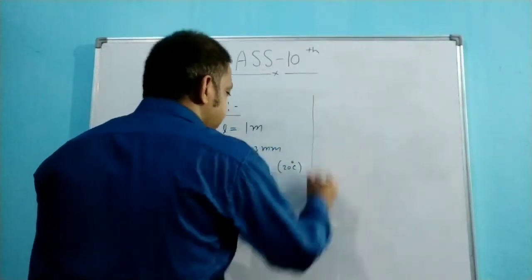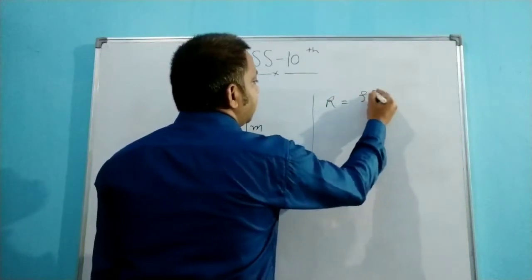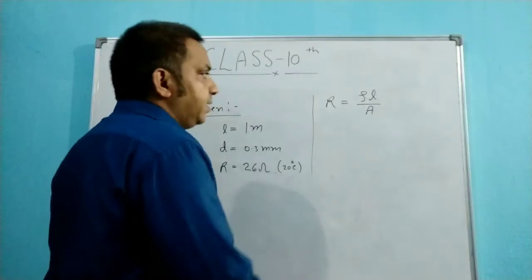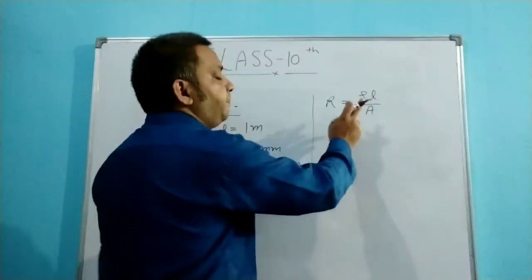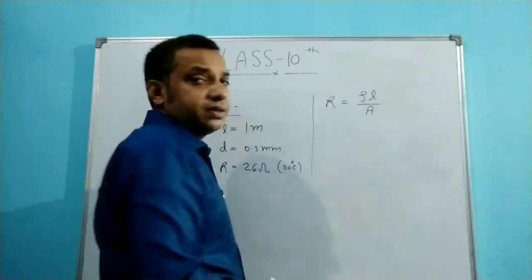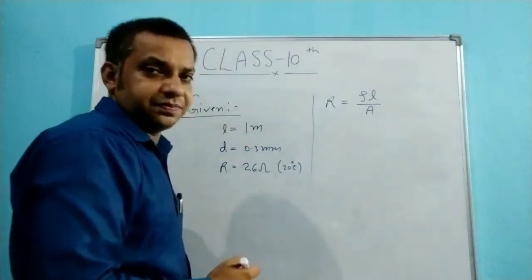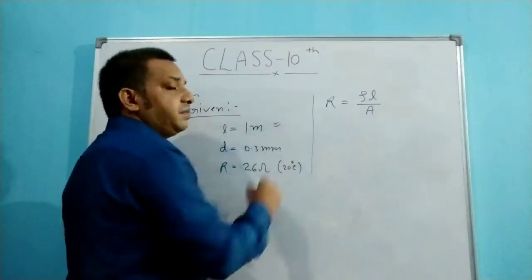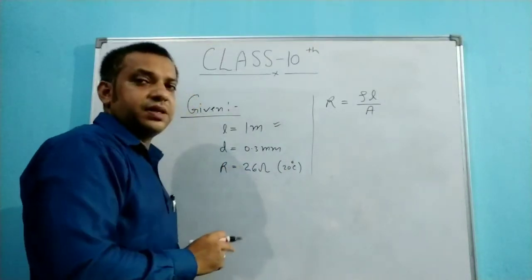So how can you find it? You know the formula: resistance R is equal to rho L by A. This is your basic formula. And here rho is called the specific resistance or the resistivity of the metal, L is the length of the metallic wire, and A is the area of cross section. Here the value of L is given already, but in place of the area of cross section, the diameter is given.